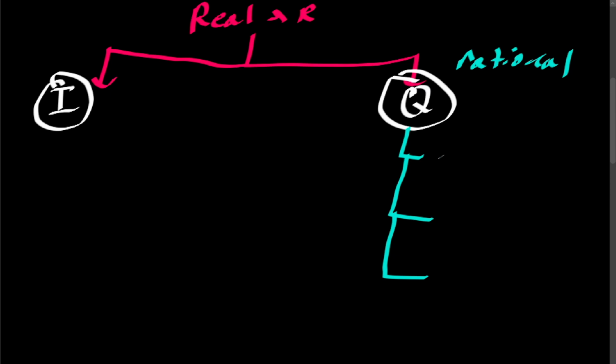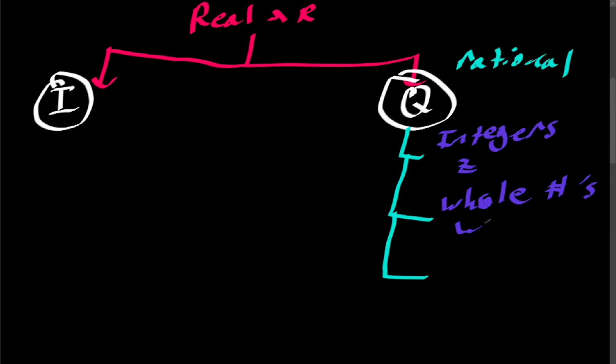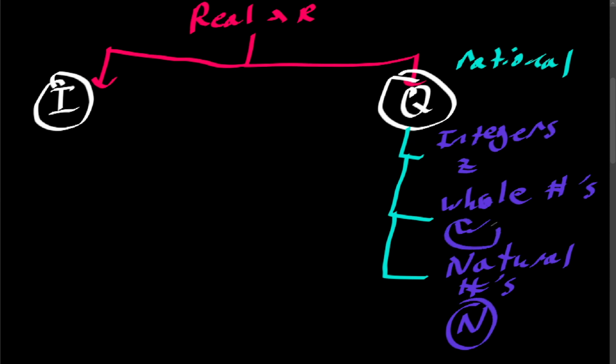The first subset of rational would be integers. We use Z to describe that. The next subset would be whole numbers, and we're going to use W for that. And then the last one is natural numbers, and we're going to use N for that. So rational breaks off into 3 subsets: integers, whole numbers, natural numbers.